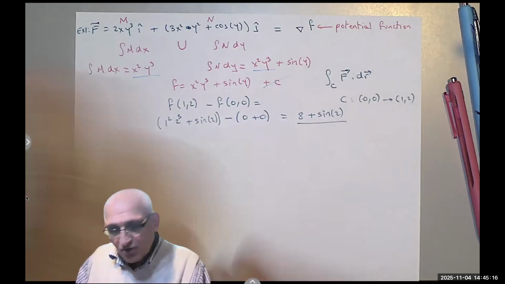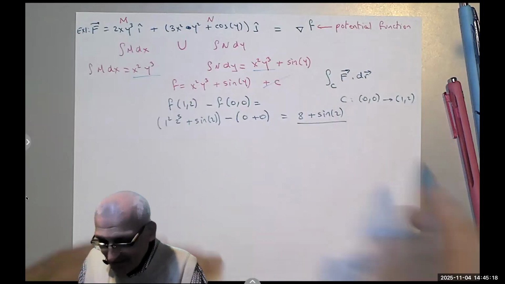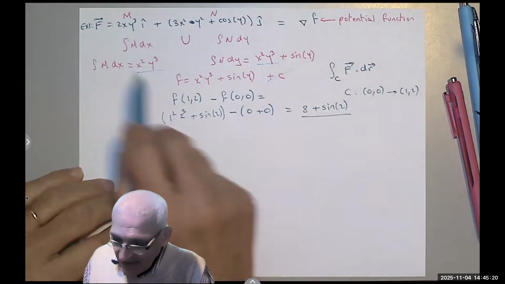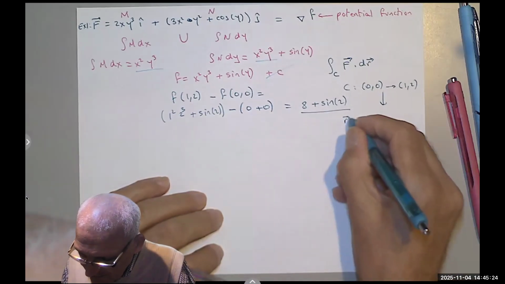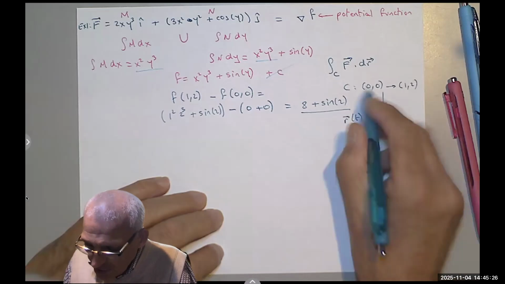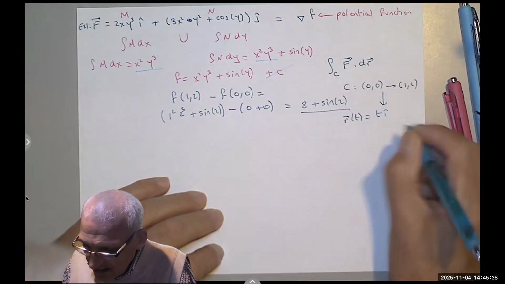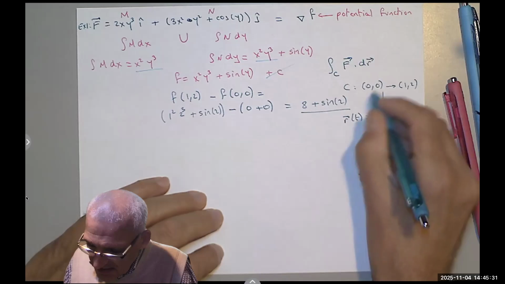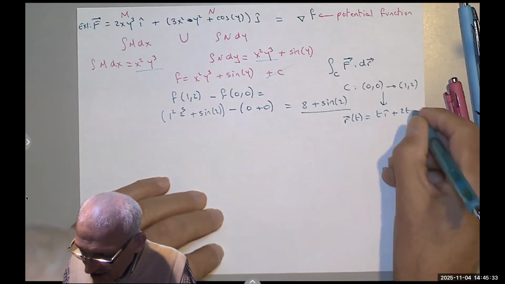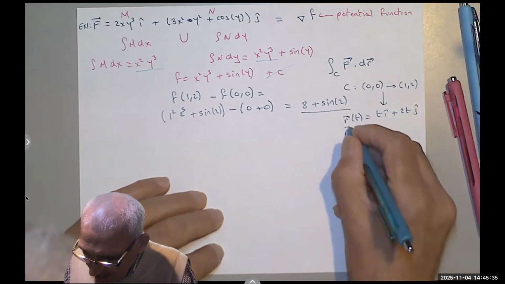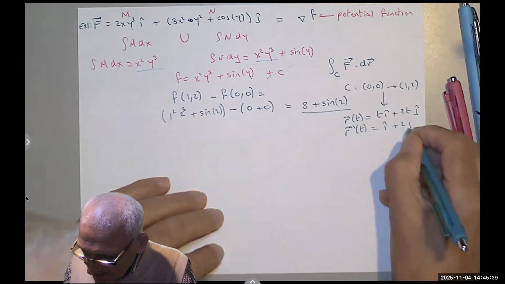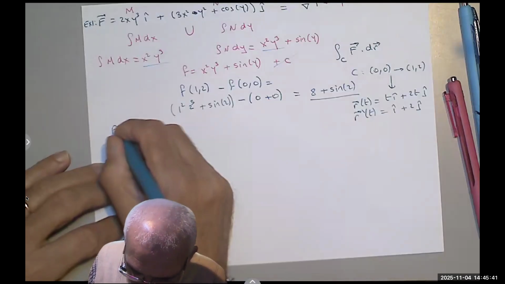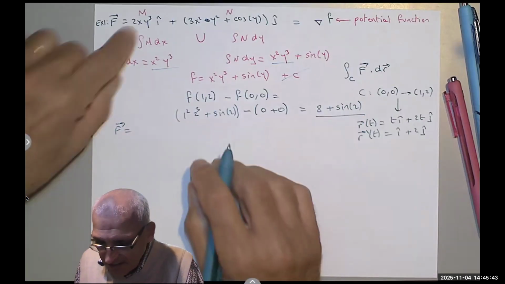Just to show you, I'm not going to show you that in the next problems, but I could have said I will parameterize r of t to be 0 plus t i plus 0 plus 2t j. So r prime of t would be i plus 2j. Then my force, see how cumbersome that becomes.